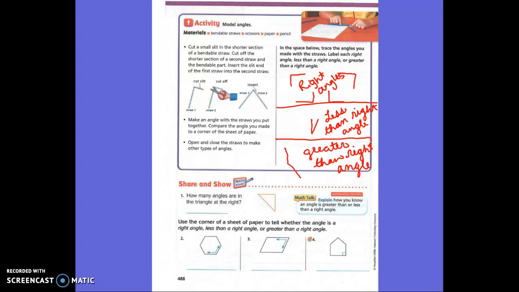Okay, what we did was we just used our pencils, and we showed a right angle, and then we drew a right angle and labeled it. Then all of you guys showed me a less than right angle with your pencils, and then you drew a less than right angle and labeled it. And last, you made a greater than right angle with your pencils, and then you drew a greater than right angle on your paper and labeled it. We are now ready for show and share.